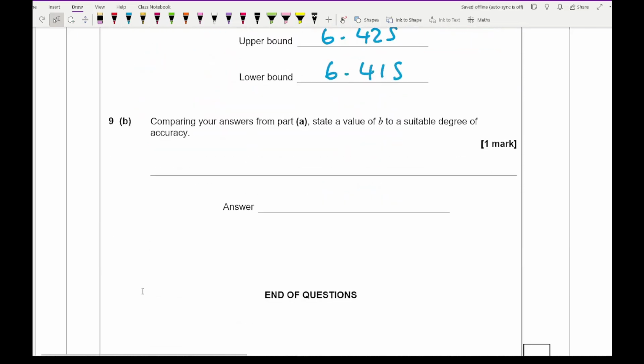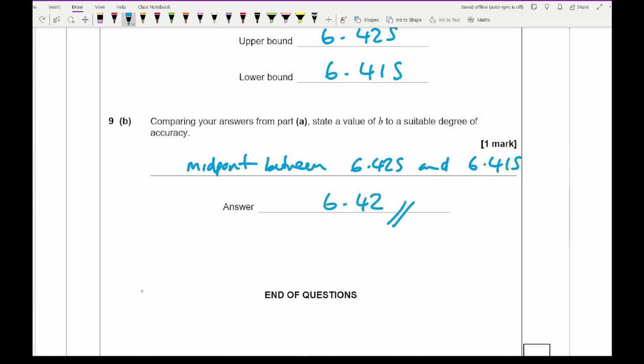Then finally, for 9b, it says comparing your answer from A, state the value of B to a suitable degree of accuracy. So in other words, what we're looking for is the midpoint between 6.425 and 6.415, which gives me an answer of 6.42. And there we go.